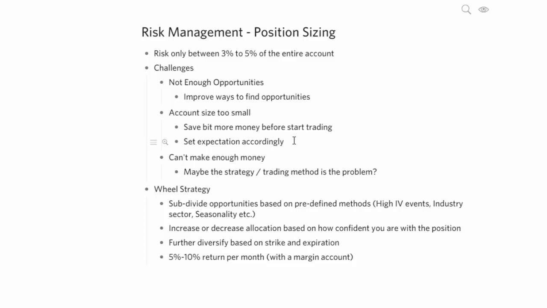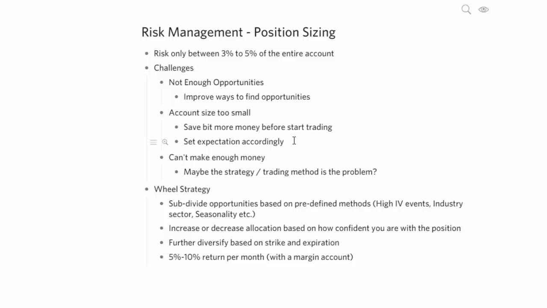Then I have a screening method that looks at different industry sectors, or I purposely pick different industries. And seasonality is also another way to diversify. For example, during the shopping season, retailers' stocks tend to trend higher, especially towards the end of the year. So with that in mind, I can open positions accordingly, with that way of thinking in mind.